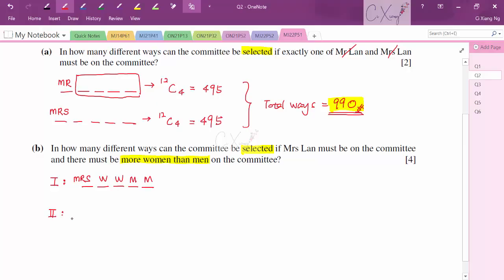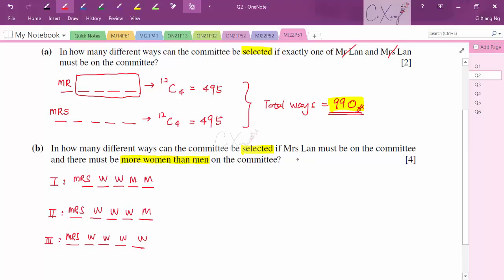We might also have the case where Mrs. Lan is in the committee, and then to have more women than men, I might have another 3 extra women in the committee and 1 man in the committee. And the third case, I might have Mrs. Lan in the committee where the remaining committee members are all women. Therefore, you're having more women than men. So all these are the possible cases that we have.